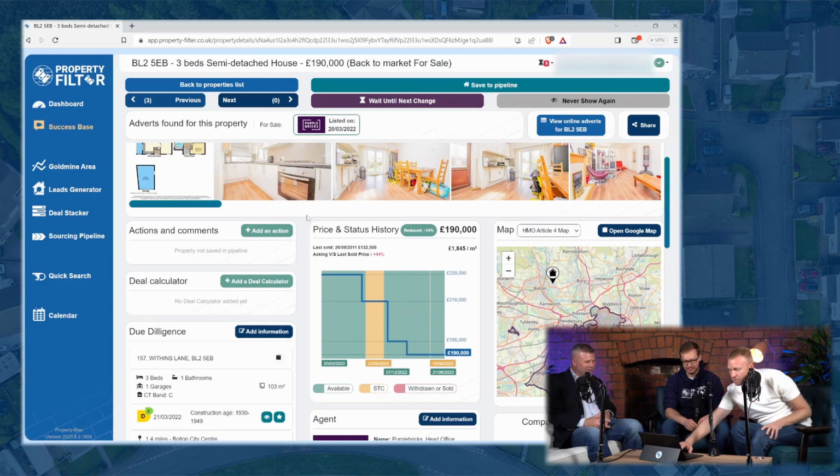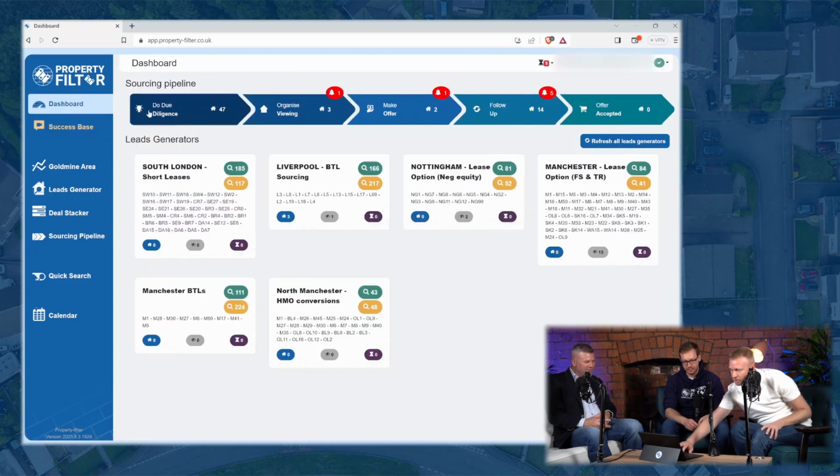But yeah, so you add these, and we use the dashboard here. We have admin support that works for us, and she puts things in due diligence. Myself and my partner will check through the due diligence, and if we're happy it meets the criteria, we'll put it in the organised viewing section. Then we'll get the viewings booked in.